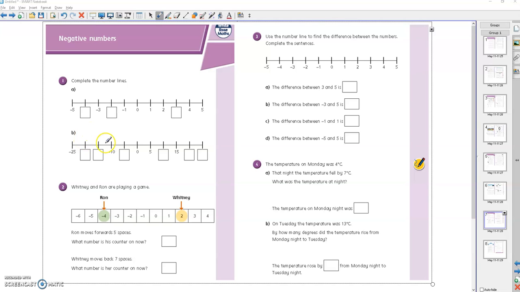Good morning. This is the video for negative numbers. This is the last bit that we're going to be doing about place value. There'll be a test on Monday and we'll be moving on to something new.